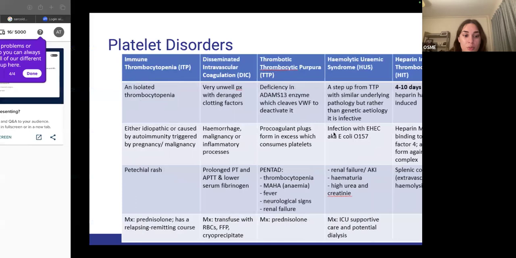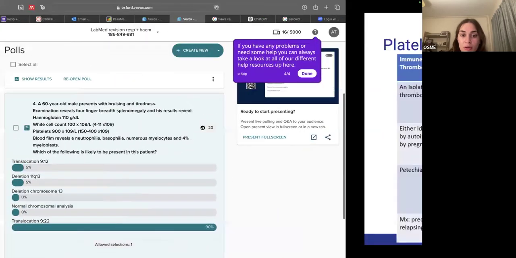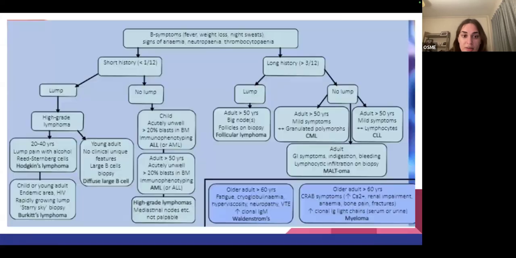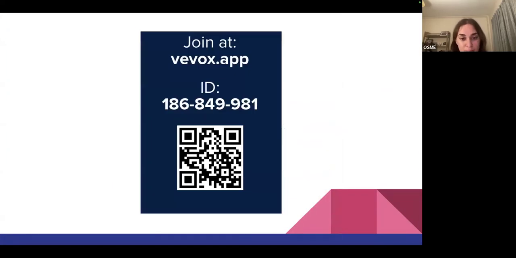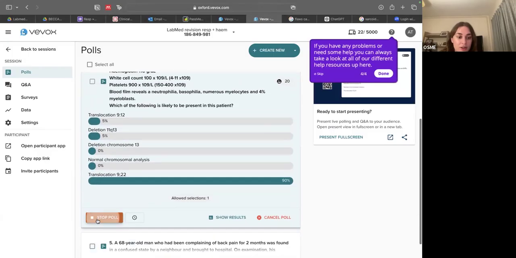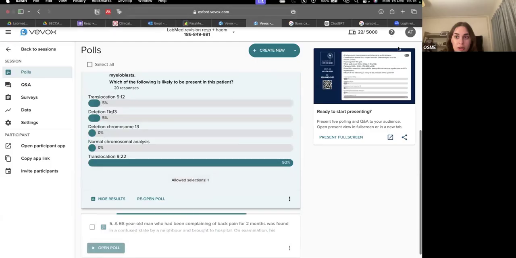So I think I've got one more question left to do on the Vevox. So if people hop back on, I can pop up the QR code to scan for that again. Okay. People in? Okay, I'm going to assume people are in. Great, thanks. I'm going to open the poll.